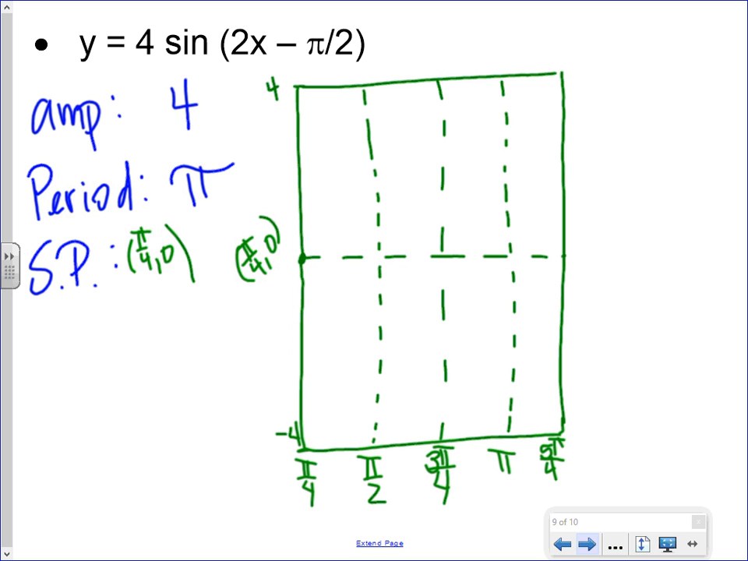All right. It is a sine curve, so we begin at the starting point. Only sine begins at the starting point. Which way do we go first in this one? We go up first.